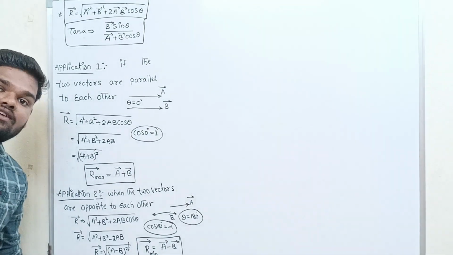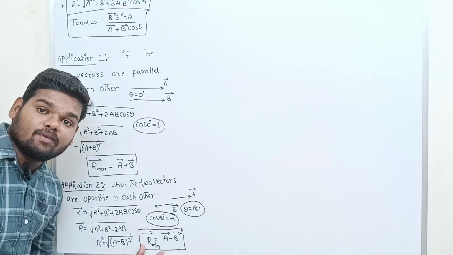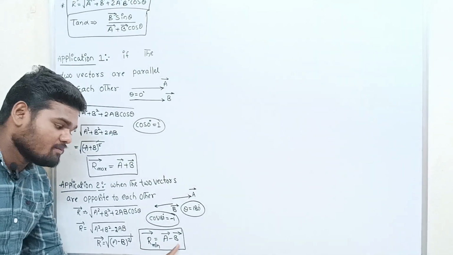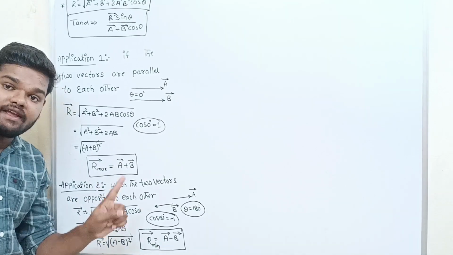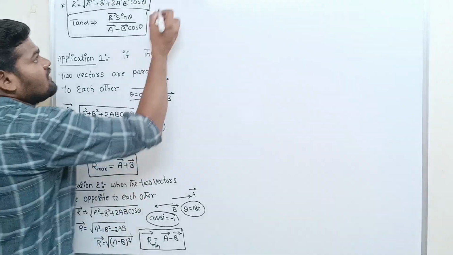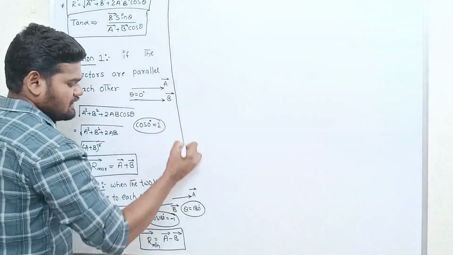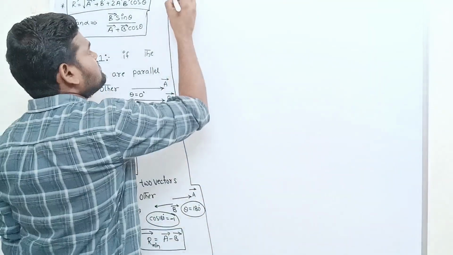Are you able to see the board? Okay. R minimum equals a bar minus b bar. So what is R maximum? A bar plus b bar. Are you getting it? Any doubts? Okay. Right. Let us see application number 3.